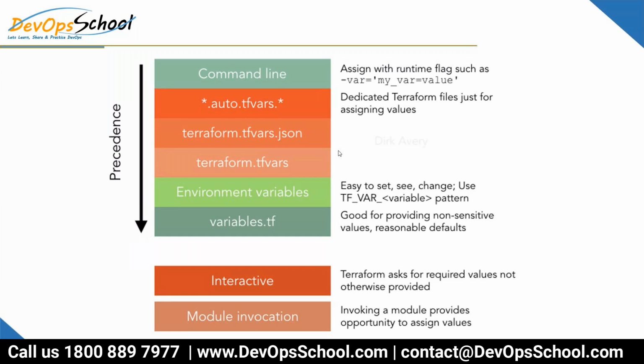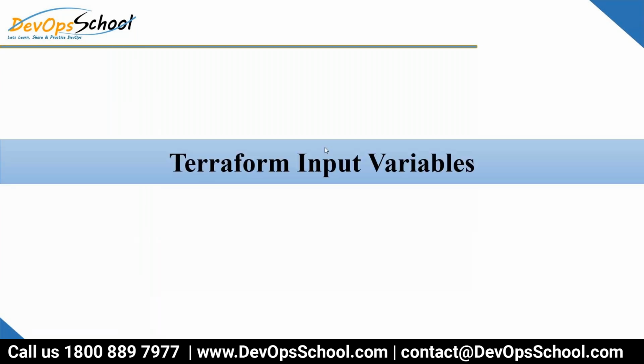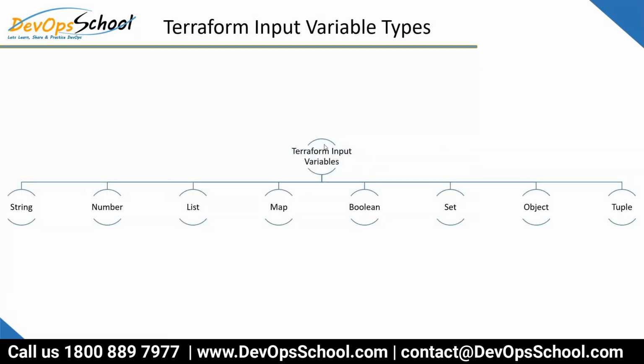So now the question is, what are the different types of variables which we have in Terraform? If you know Python or Golang, then you will be very comfortable with it. I must remind you, Terraform has been developed using Golang, so whatever variables you can declare in Golang, you can use in Terraform as well. These are the supported types of variables in Terraform: string, number, list, map, boolean, set, object, and tuple.